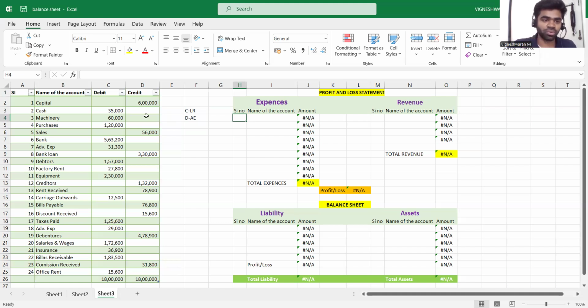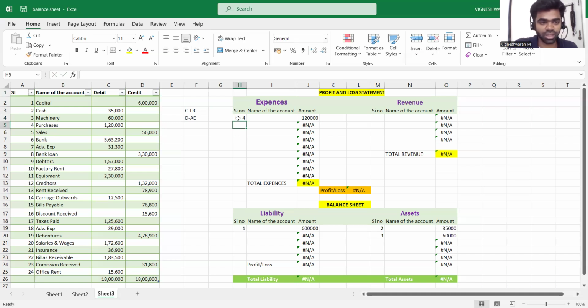So first one, capital. It is on the credit side, so credit means liability or revenue. It is a liability. Next one, cash. Cash will always be an asset. Machineries is also an asset. Purchases will be an expense, right?